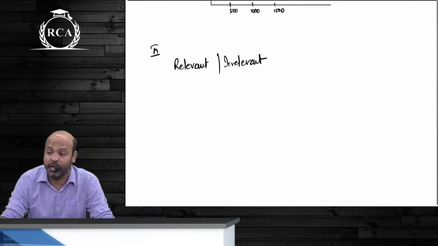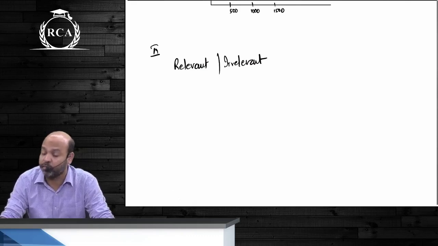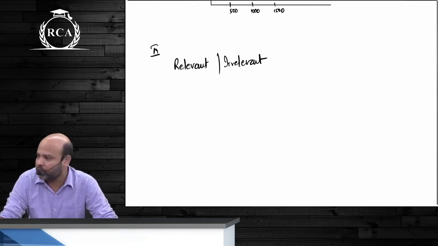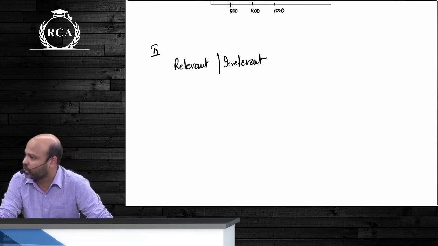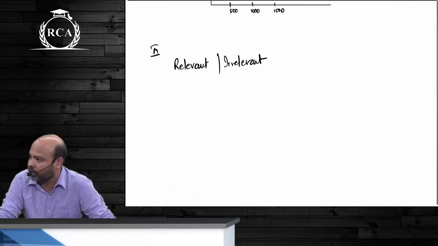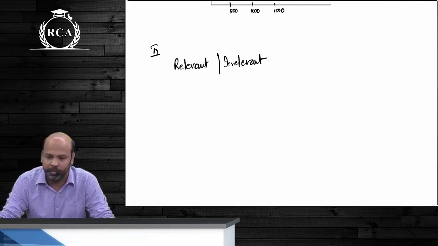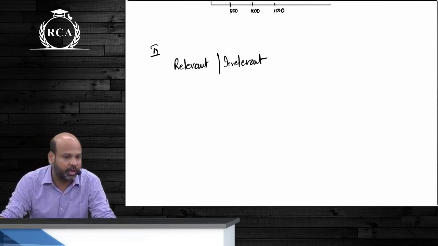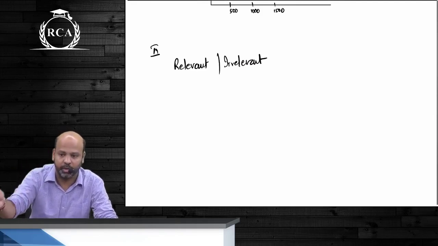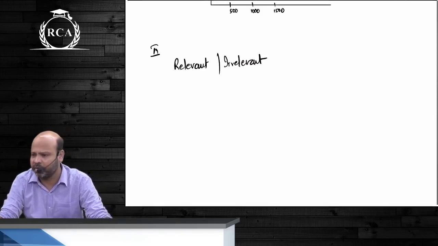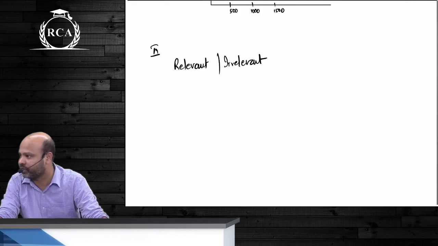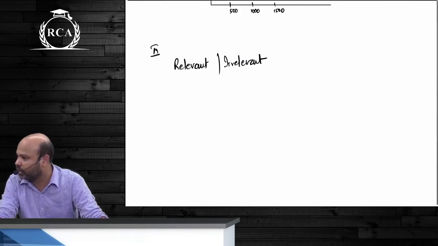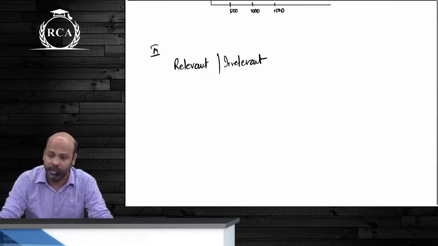You already paid 100 rupees for it. You know that if you were to buy a new notebook after 3 days, how much will you pay? What will be relevant here? 120. The 100 that you have already paid is absolutely irrelevant for decision making. We do not care about that 100. It is sunk cost. The amount that you have incurred will always be irrelevant for decision making.